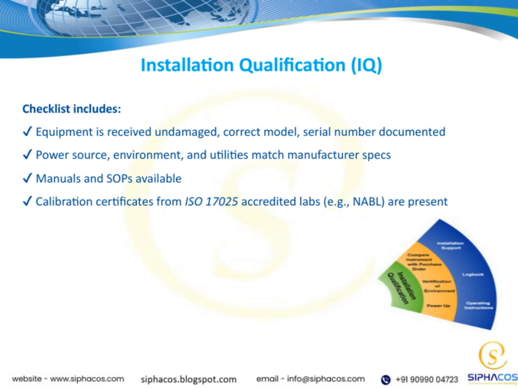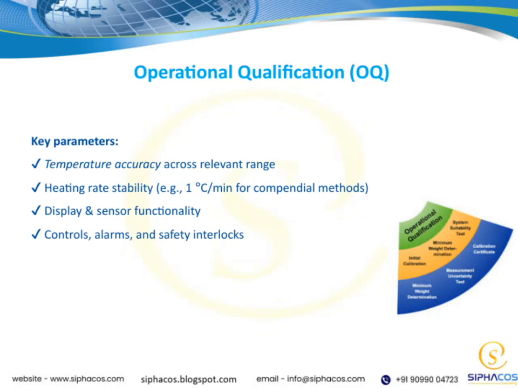Lastly, calibration certificates from ISO 17025 accredited laboratories, such as NABL, should be present. These certificates confirm that the equipment has been properly calibrated according to recognized standards, ensuring accuracy and reliability. Overall, this IQ process helps us establish a solid foundation for equipment performance, aligning with our broader quality and compliance goals. Now, let's move on to operational qualification, or OQ.